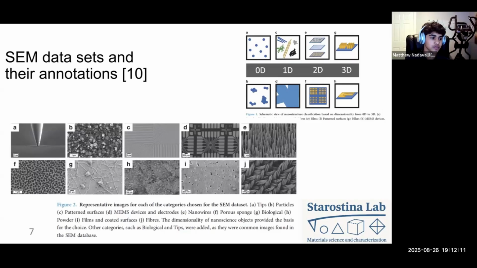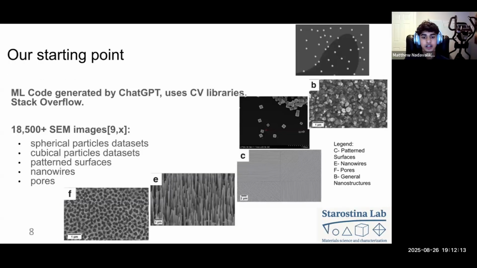Next slide, please. All right, so our starting point. So far for this project, we have written our code partly with the help of ChatGPT. We are incorporating OpenCV, which is a computer vision library. We're applying it to 18,500 SEM images, which we have split into 5 main groups.